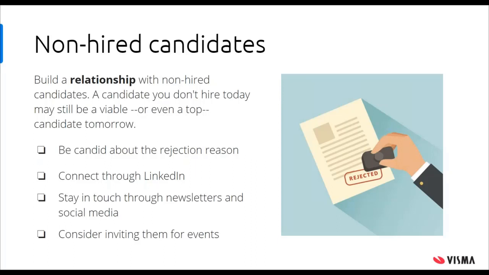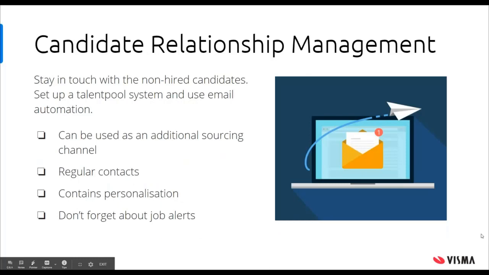If you take the candidate that you did hire in mind, you should be able to come up with some reasons why you didn't hire somebody else. Also make sure that if the candidates may still be suitable in the future, that you connect through LinkedIn, so establish that personal connection. And you can also decide to stay in touch through newsletters and social media. So this is where marketing automation comes in. And I don't know if your company organizes events of any kind, you may consider inviting these rejected candidates to those events, just to stay in touch and build up your base.